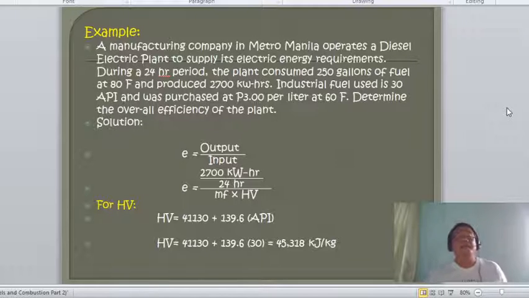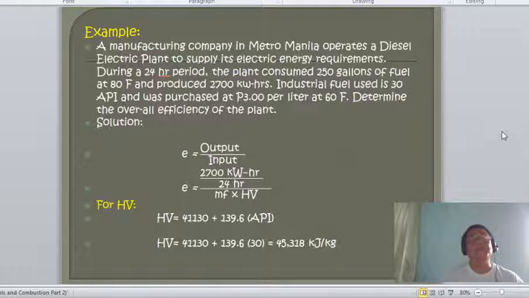A manufacturing company in Metro Manila operates a diesel electric plant to supply its electric energy requirements. During a 24-hour period, the plant consumed 250 gallons of fuel at 80 degrees Fahrenheit and produced 2,700 kilowatt hours. Industrial fuel oil used is 30 degree API and was purchased at 3 pesos per liter at 60 degrees Fahrenheit. Determine the overall efficiency of the plant. So, the solution.